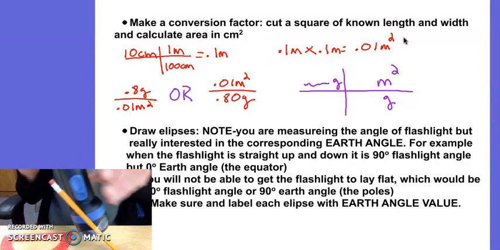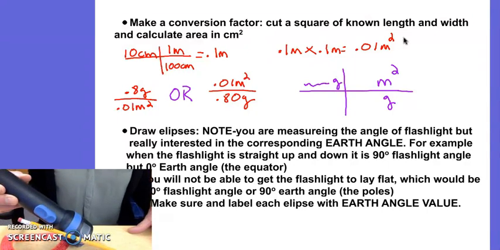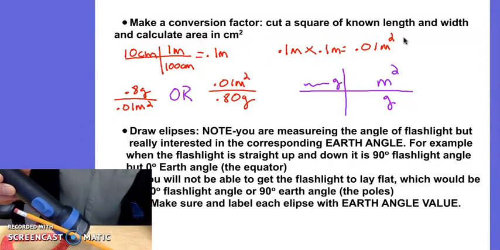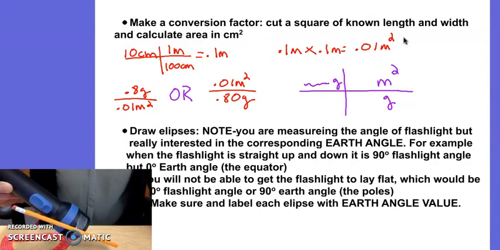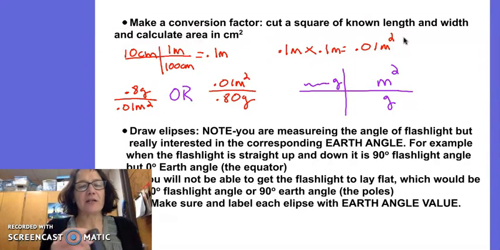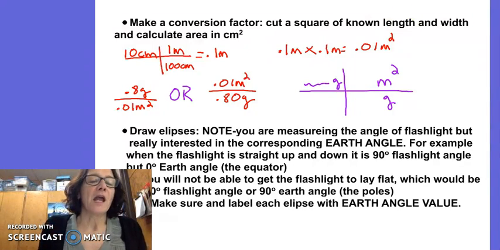When I get that flashlight as low as I can possibly get it, I'm not going to be able to get it all the way flat like it would be at the poles, which would be a 90-degree earth angle. So the greatest angle you'll be able to have will be an 80-degree earth angle.